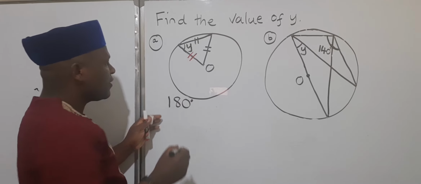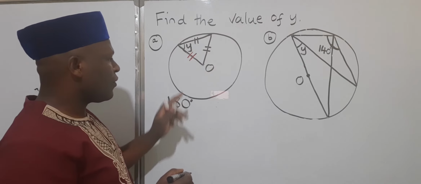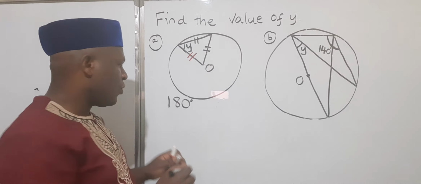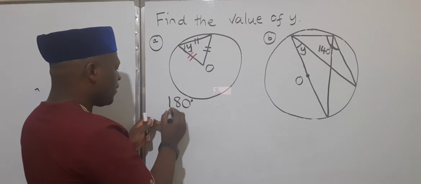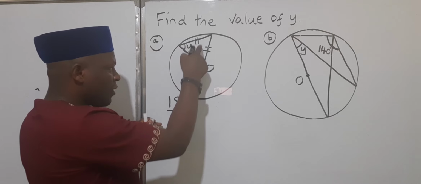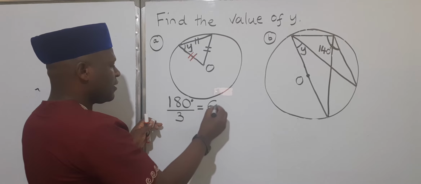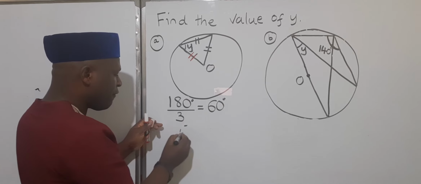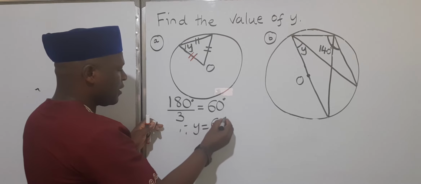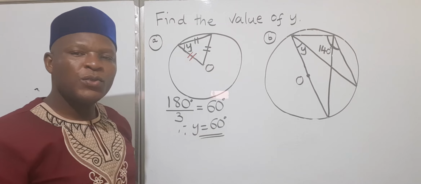Now, since this is an equilateral triangle, it means all the three angles inside are equal, which means for me to get one angle, I'm supposed to divide 180, the sum of interior angles, by 3. And I'm going to get 60 degrees. Therefore, the value of y on A is 60 degrees. This is the answer. We go to question B.